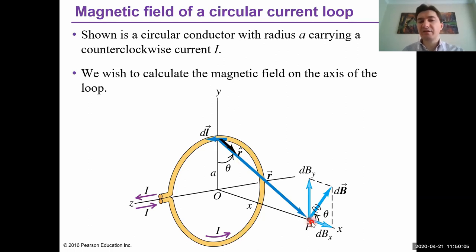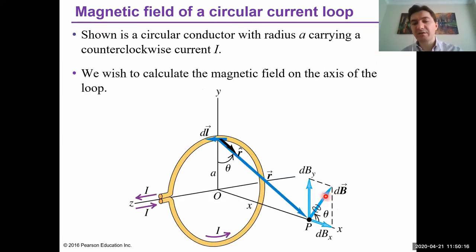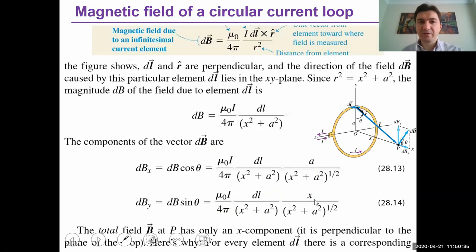So what is the magnetic field here? If you apply the right-hand rule, the direction of the magnetic field will be like this, perpendicular to that vector and also perpendicular to that vector, along that direction. Then this has two components, one along the x-axis and one along the y-axis. Let's calculate them. Here we have r squared; instead of r squared, we can use x squared plus a squared. Here we have dl, and then here we have dB, and dB has two components.